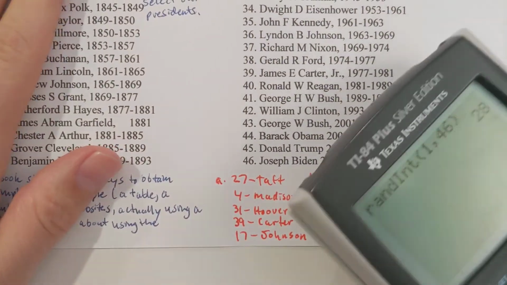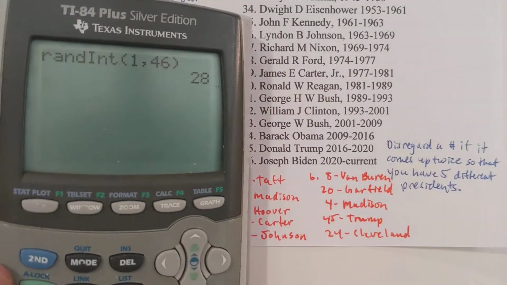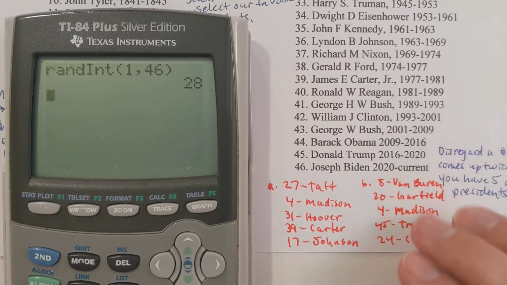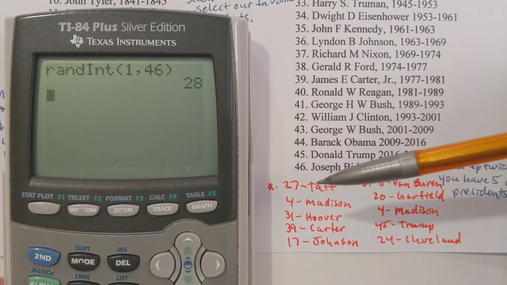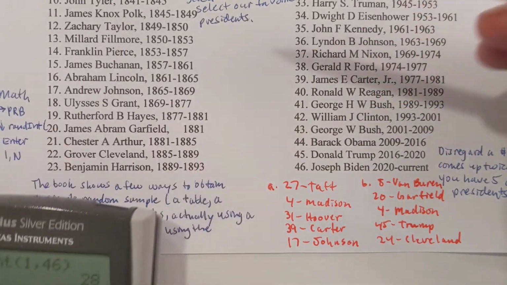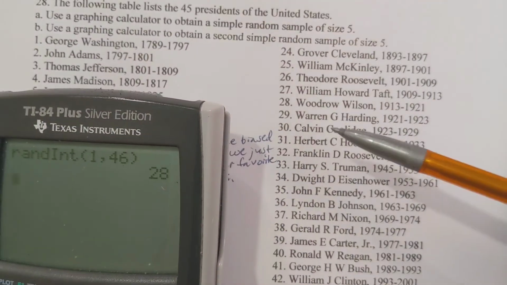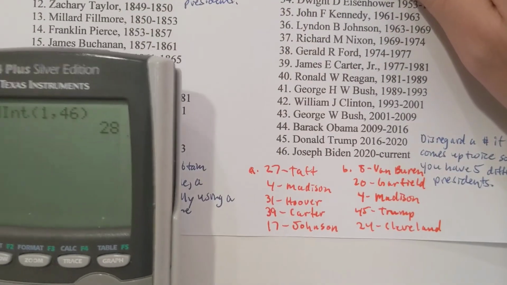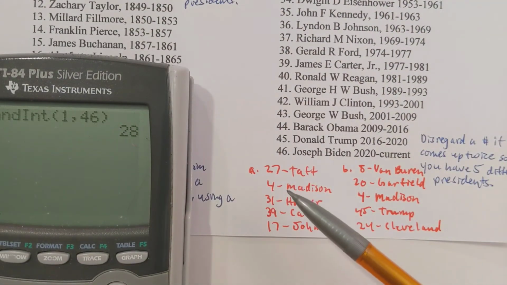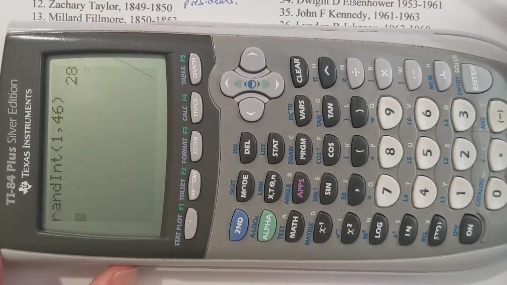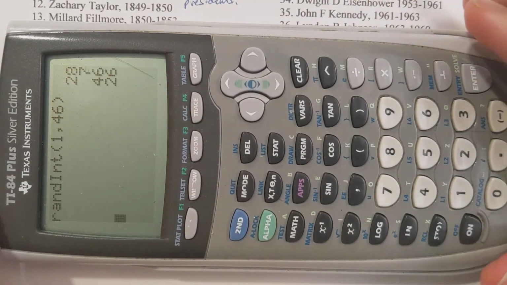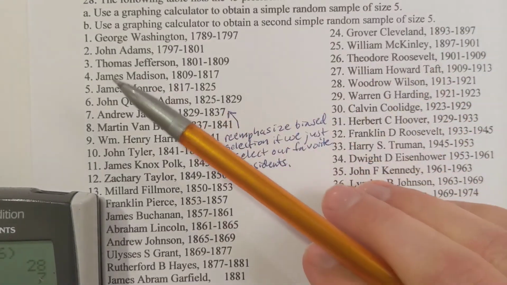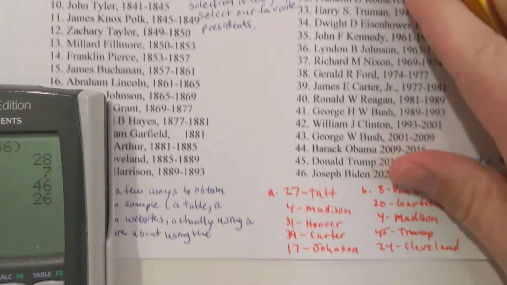These are the numbers that I got from my calculator when I did this earlier. Suppose 27 came up. I would go to the 27th president, who is William Taft, and that president would be the first one in my sample. Then I hit enter again, and if I continue hitting enter, all these different numbers come up randomly. But suppose the number 4 came up. Then Madison would be the second one in the sample.